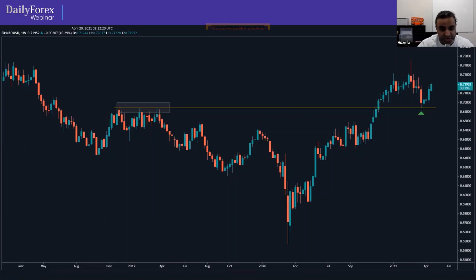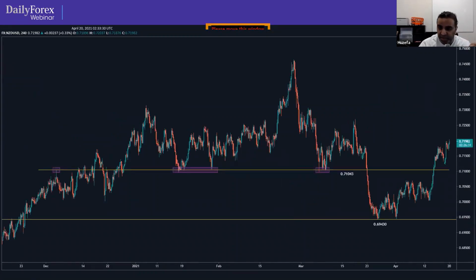If a support gets broken, it's tested as a resistance. So just now zooming down from the weekly. Based off that long-term chart, I'm bullish. It's a little bit messy when you start getting down to the 4-hour chart.